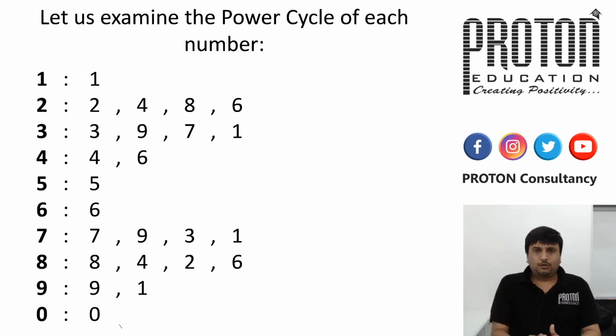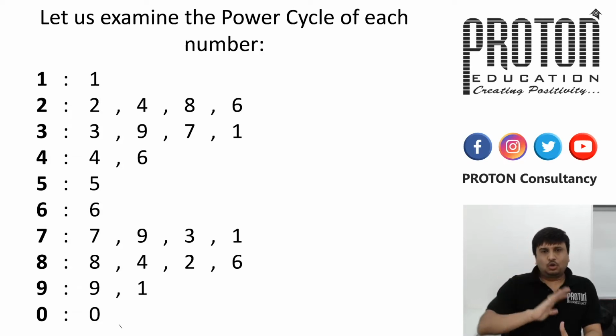Let's see for 4, a cyclicity of 2 digits. 4 into 1 is 4. 4 into 4 is 16. So leave 1. You can see the digit as 6 here. 6 into 4 is 24. Leave 2. Again we got back to the number 4. So 4 and 6 is the cyclicity for 4. Now let's see how we will use it for greater powers.